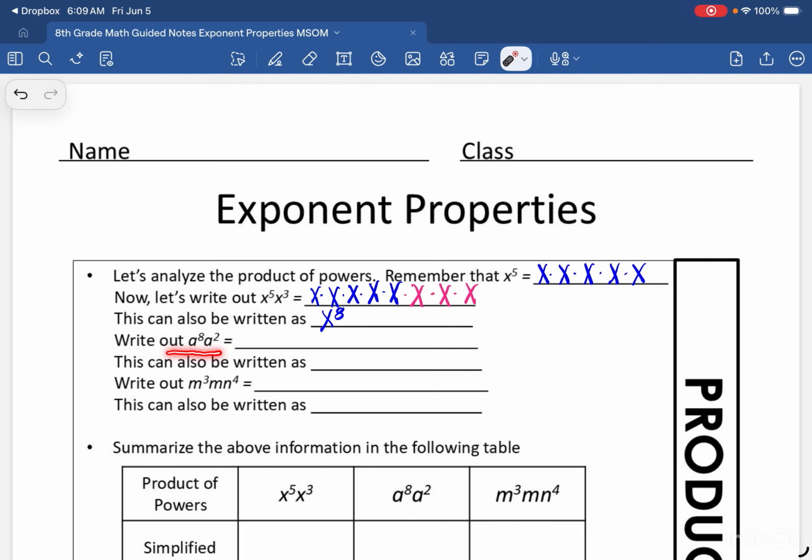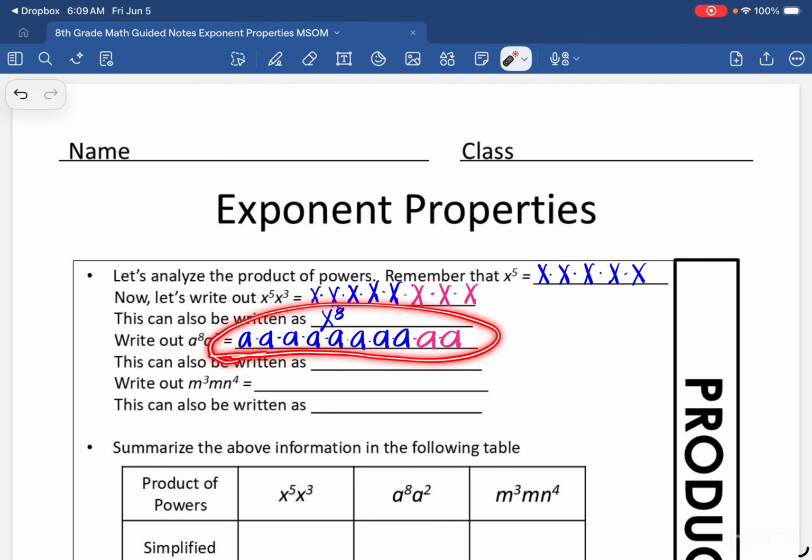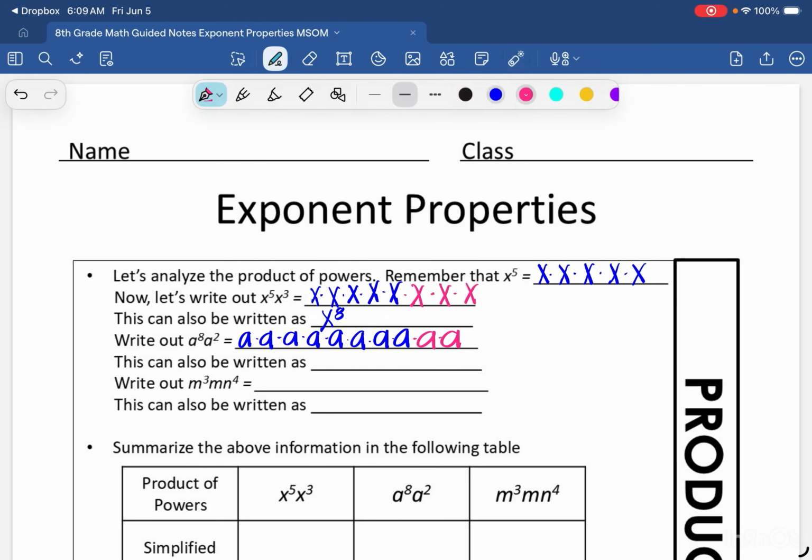eighth. A to the eighth times a to the second. Let's write it out. So we have 8 a's multiplied by 2 a's. This also can be written as, if we add these all together, I have 10 a's. Let's look at this one. M cubed times n to the fourth.